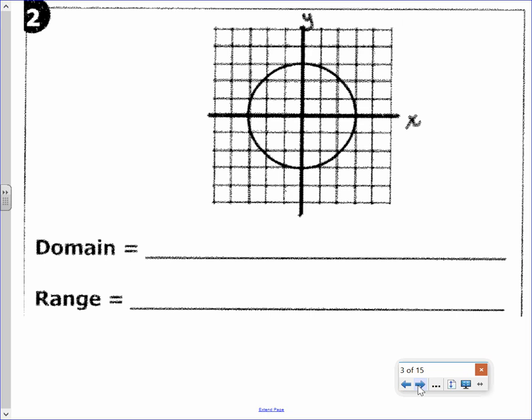So for domain, scan your pencil from left to right. Right here, there's no function, no function, no function, and the function kicks in for x right here at -3. If x is -2, here's your function right there. If x is -1, here's your function right here. Look at it. So x kicks in here and stops right there.